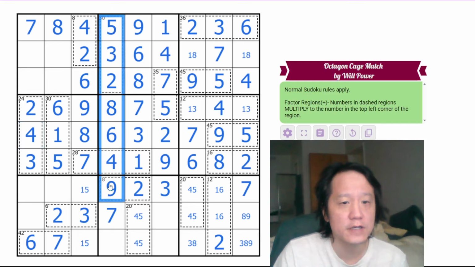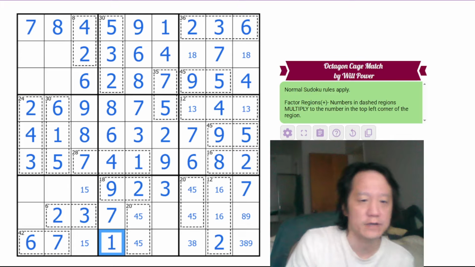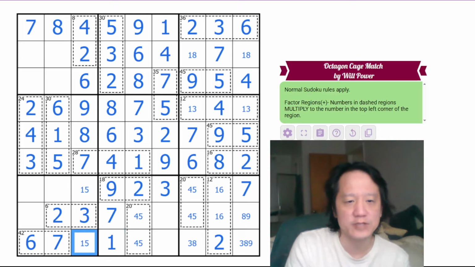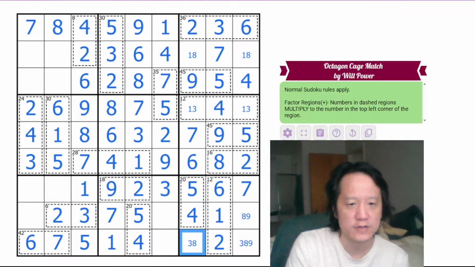Remaining digit in column 4 is a 1. That eliminates 1 here, so it's 5 and 1. That eliminates 1 here, so it's 6 and 1. This 5 eliminates 5 here, so it's 4 and 5, which eliminates 5 here, so it's 4 and 5.